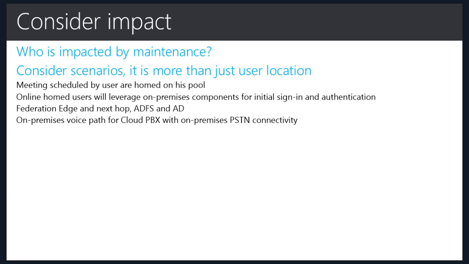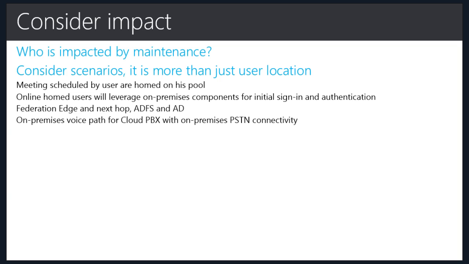And there are a couple of things. Obviously, if you take down an on-prem server, users that are hosted on that particular pool might be impacted to some extent. Also, remember that all meetings scheduled by a person hosted on a pool will always be hosted on that particular front end. So even if that user is not active, but is hosting meetings, there's still load on that particular server.